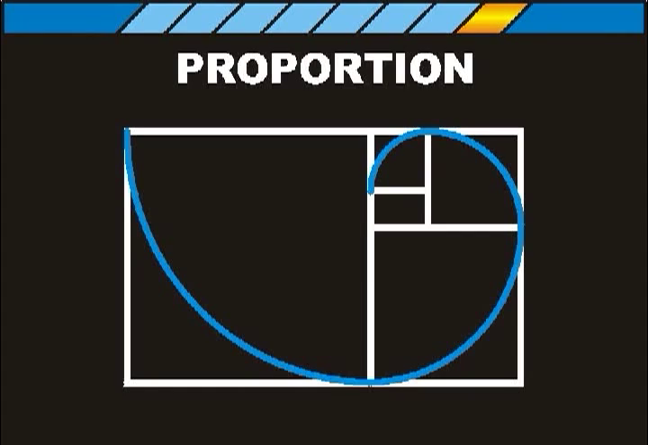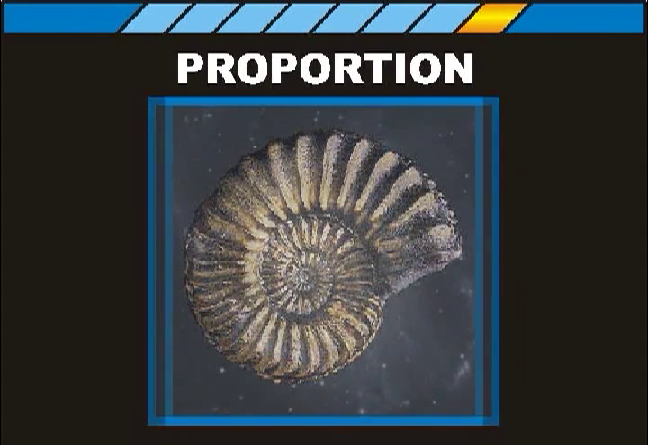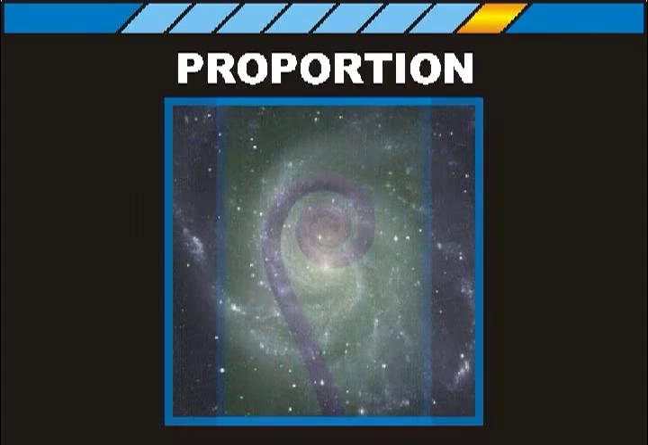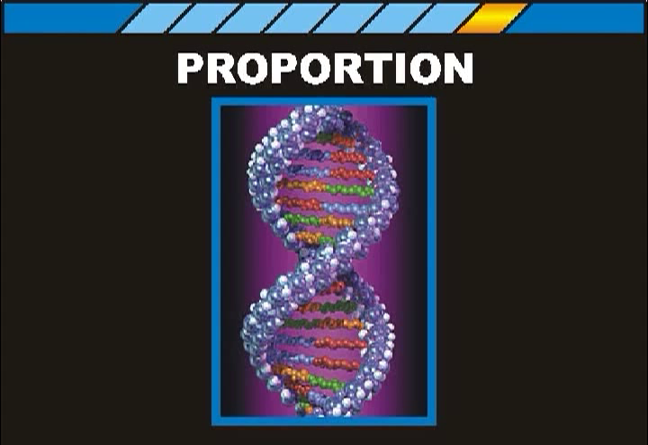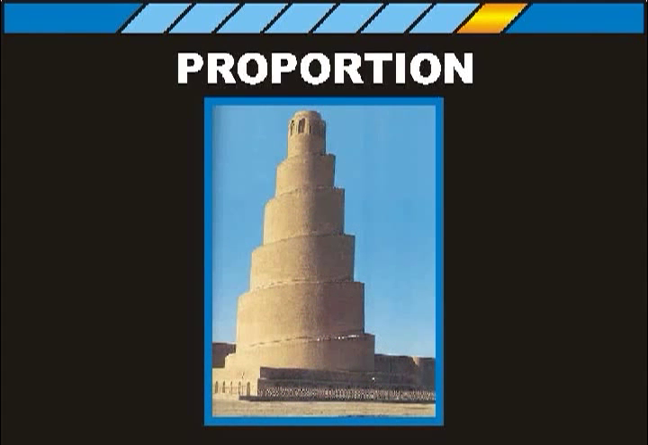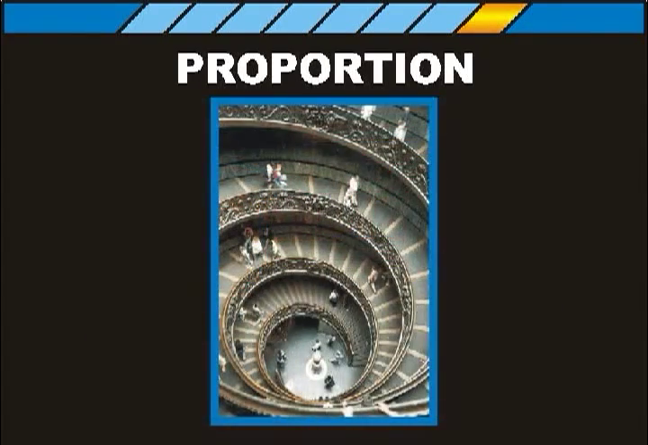Spirals can be found frequently in nature, as in a snail shell, the shape of a galaxy, a newly emerging fern leaf, and a strand of DNA. Architects have found inspiration from nature and mathematics in the construction of this famous Islamic mosque, in broadly used architectural features including capitals, and in many staircases such as this example in the Vatican in Rome.